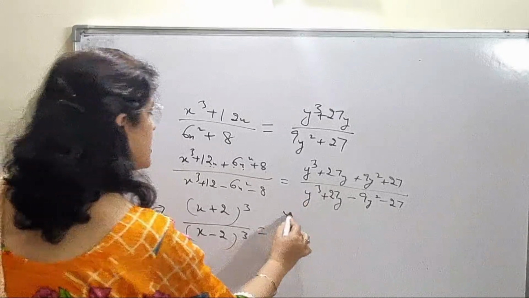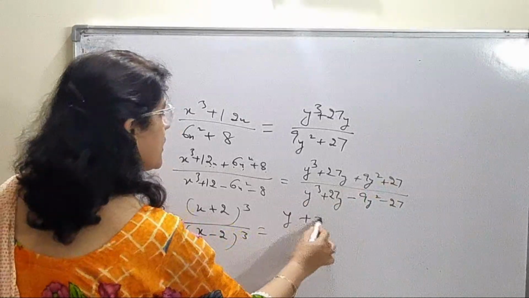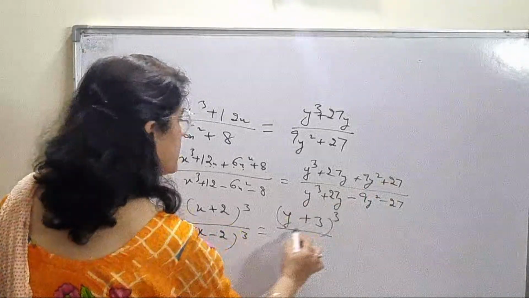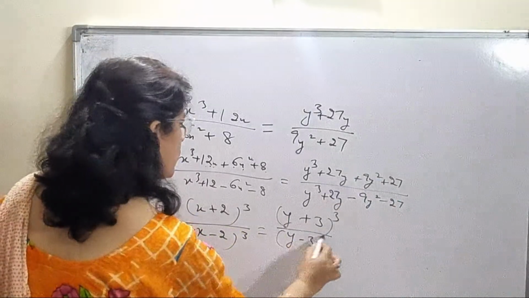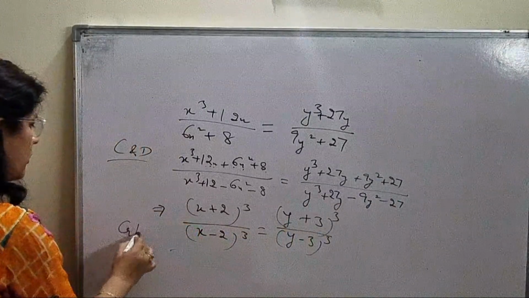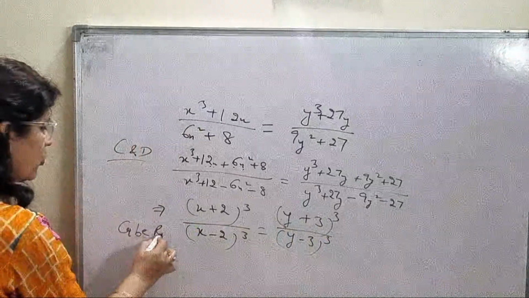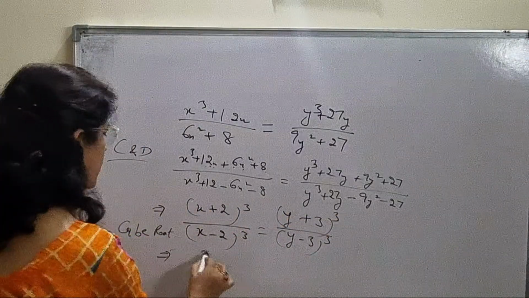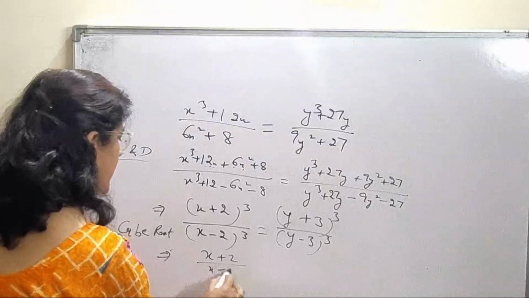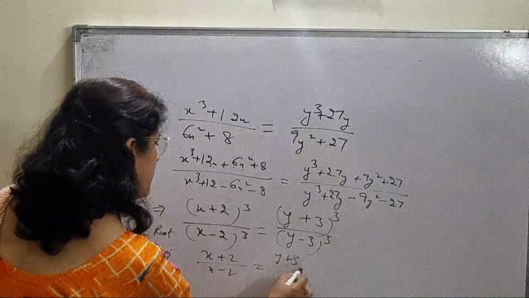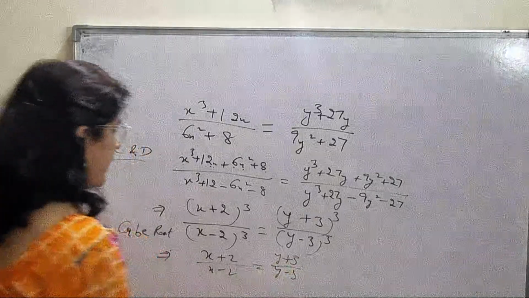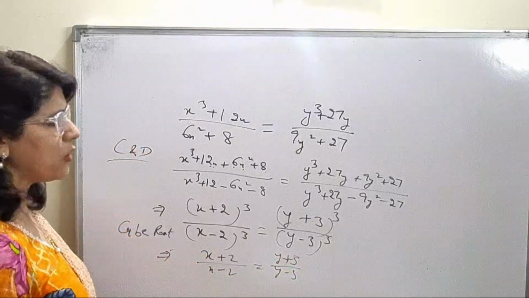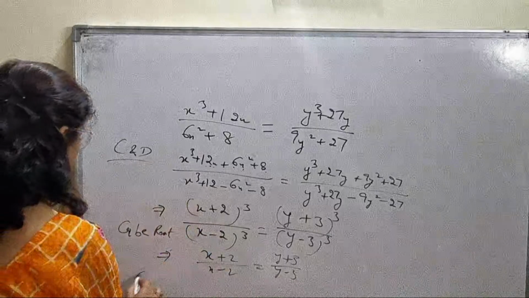Right hand side this is y, and 27 means 3. So y plus 3 cube, in the denominator y minus 3 cube. Now taking cube root of all the terms, all the cubes will get cancelled. You will get simply x plus 2 upon x minus 2 is equal to y plus 3 upon y minus 3. Whenever you see a difference only in the sign of these, it means again we need to apply componendo dividendo.